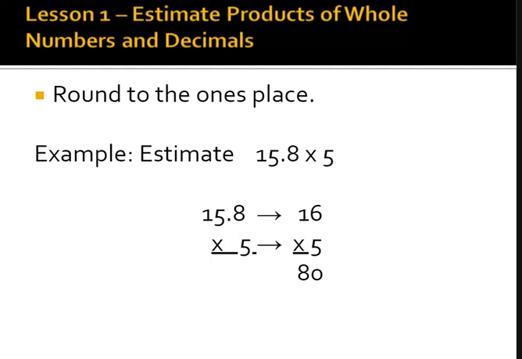Again, if you want to estimate the product of a whole number and a decimal, just round the decimals to the nearest ones. Maybe sometimes you will round them to the nearest tens, but then the estimate will be less accurate. Always round to the smallest place digit value, which is here the ones.